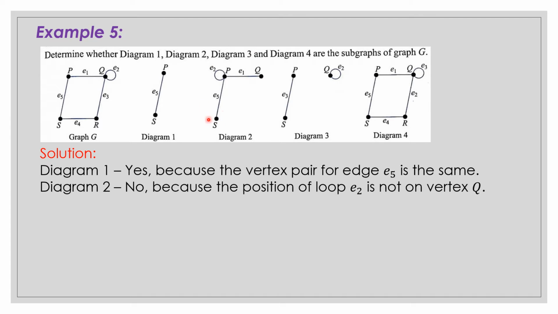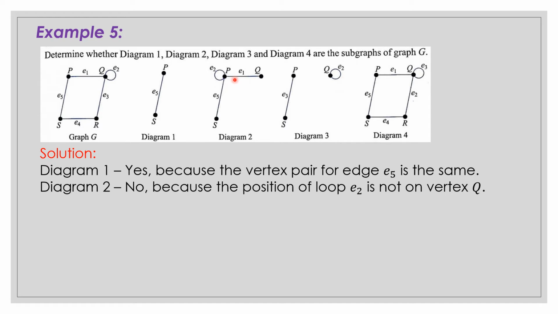Are all the positions the same as graph G? No, because of the position of loop E2, you see that? The position of loop E2 is not on vertex Q. In the original graph G, E2 is supposed to be at Q, but in diagram 2, E2 is at P, so it's not a subgraph.